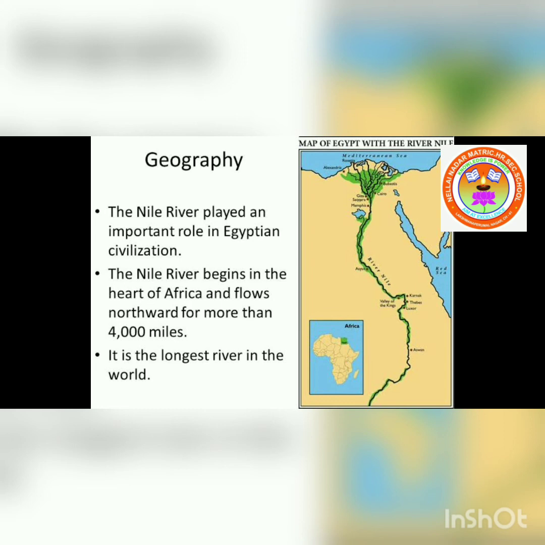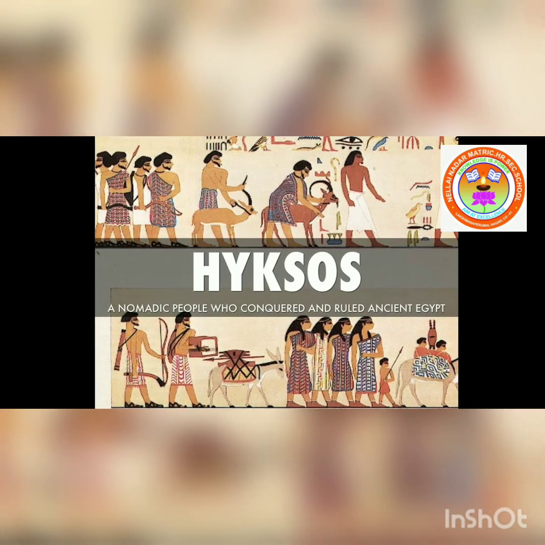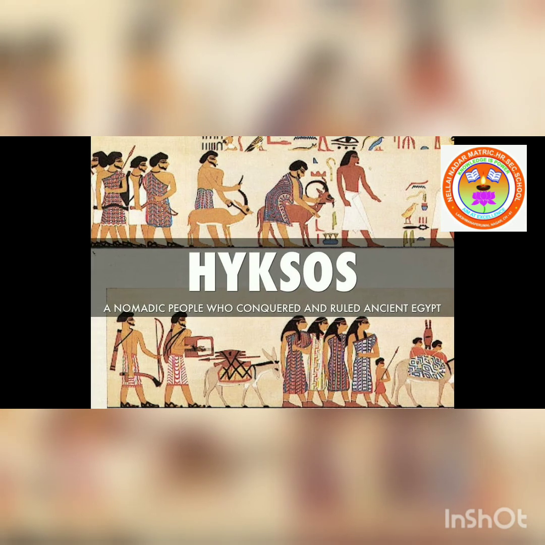The dry regions on both sides of the Nile, however, remain deserts. So the Nile River played an important role in Egyptian civilization. It begins in the heart of Africa and flows northward for more than 4,000 miles. It is the longest river in the world. Clear, children? The next one, Hyksos, a nomadic people who conquered and ruled ancient Egypt.